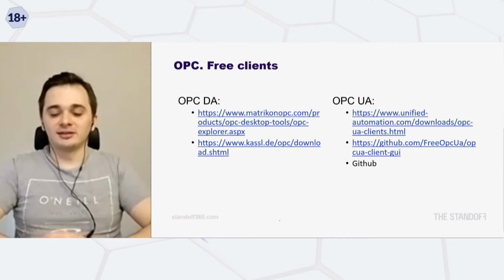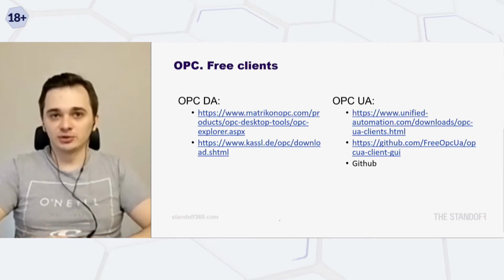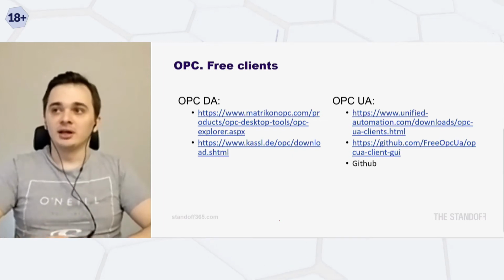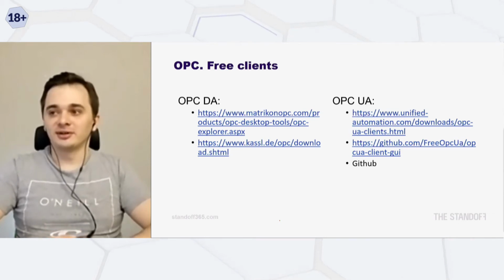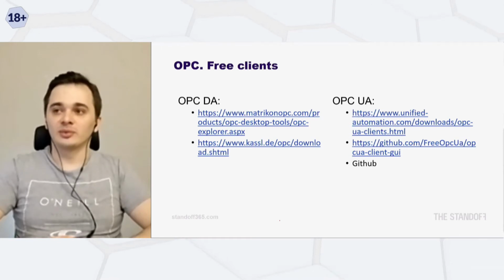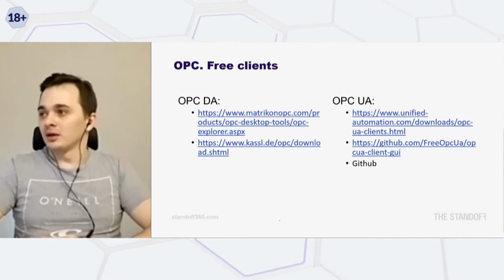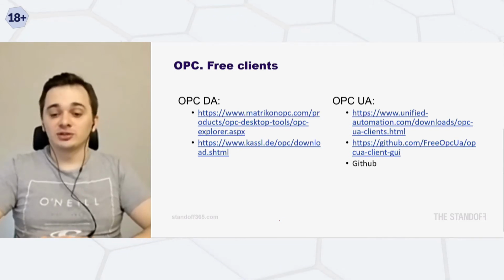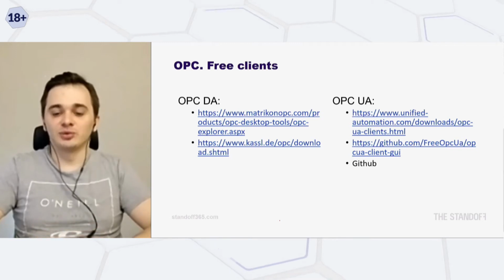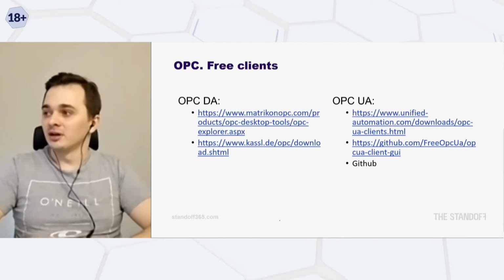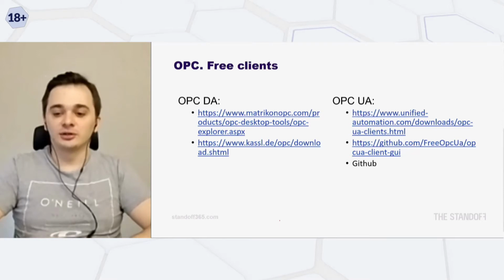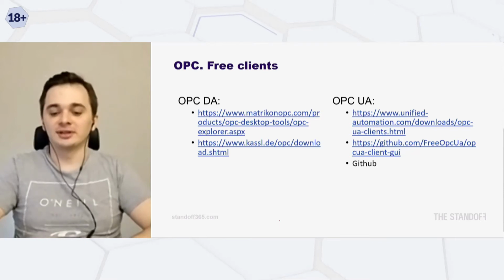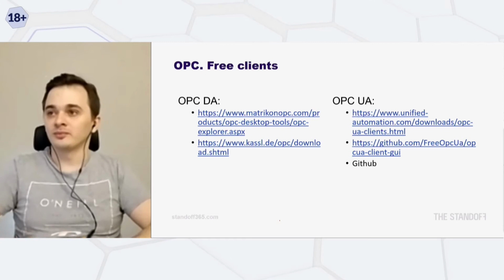And now let's talk about clients, the clients that are necessary to use the protocol. For OPC DA, you have to search for clients. On the slide, you can see 2 clients that are conditionally free. For OPC UA, there is a great variety of clients. You can see some of them on the slide, but actually you can find many more on GitHub.